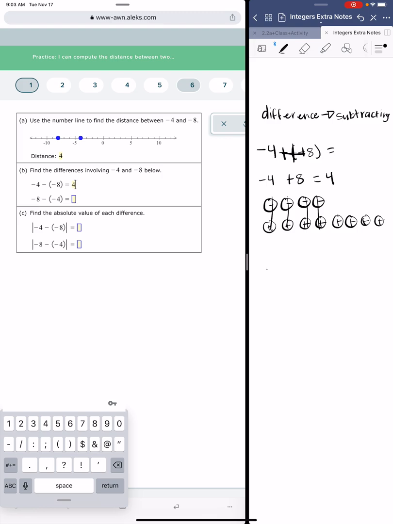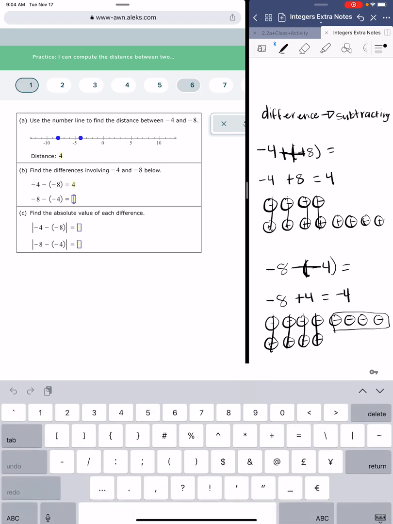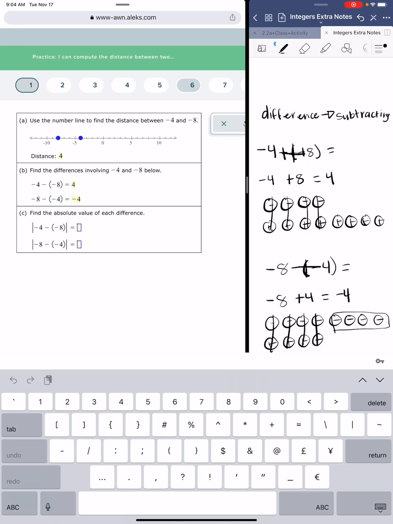So now let's look at the second one, which is -8 minus -4. So again, we're going to be subtracting a negative, so we're really adding a positive. Turn that into a big old plus sign. And now we're going to draw 8 negatives, 5, 6, 7, 8. And 4 positives, 1, 2, 3, 4. We're going to cross off all of our 0 pairs, and we're left with -4. So the answer to that one is -4.